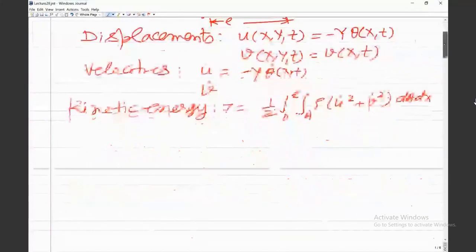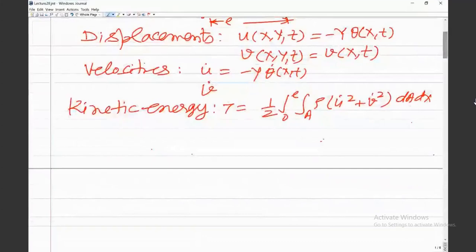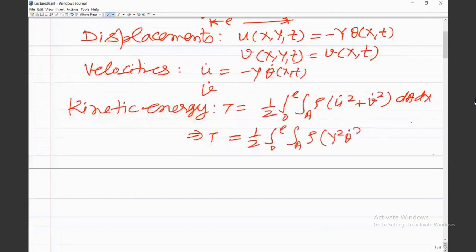Now this is the general expression we have. Once we know the velocity and the assumptions in the element, you can write the final expression for the kinetic energy. So T equals half integration 0 to L, integration over cross-sectional area, rho, and u dot is minus y into theta dot, so its square becomes y square into theta dot square, and v dot is as it is, v dot square dA dx.